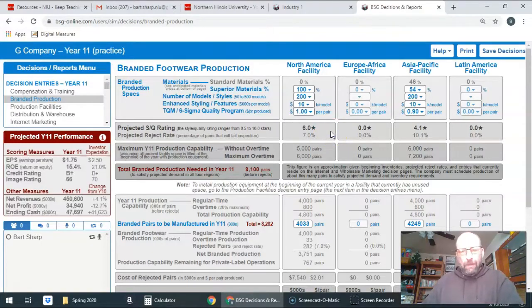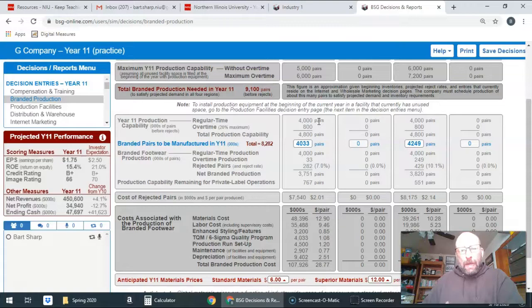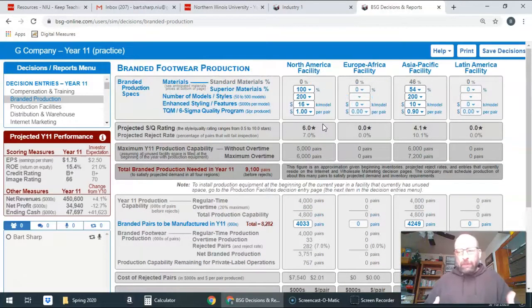Awesome. Except we're dealing with a multivariable problem here, right? I didn't even touch TQM and Six Sigma to get to the six-star, but I could have. I could have adjusted this too. I've got three different numbers that I can change, which have an impact on my six stars, or on my SQ rating. What you have to think about is that whatever your strategy is, you want to be as efficient as you possibly can be.